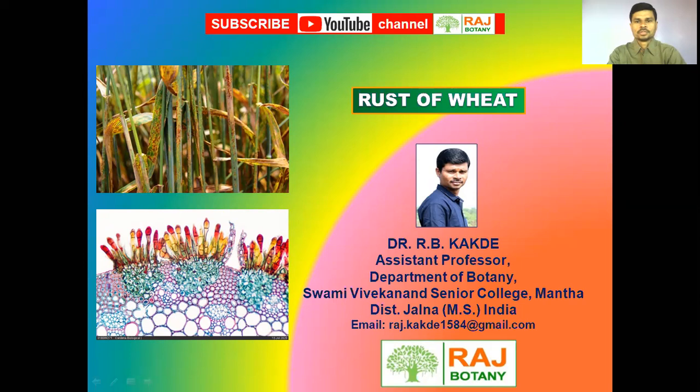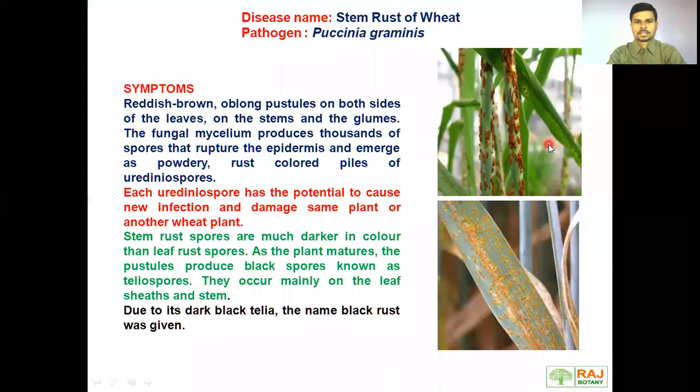Friends, today we will discuss a very important aspect of plant pathology, that is fungal diseases. One of the very important fungal diseases of the wheat crop is rust of wheat. So let's see. Mainly, the rust of wheat is caused by the pathogen called Puccinia graminis.